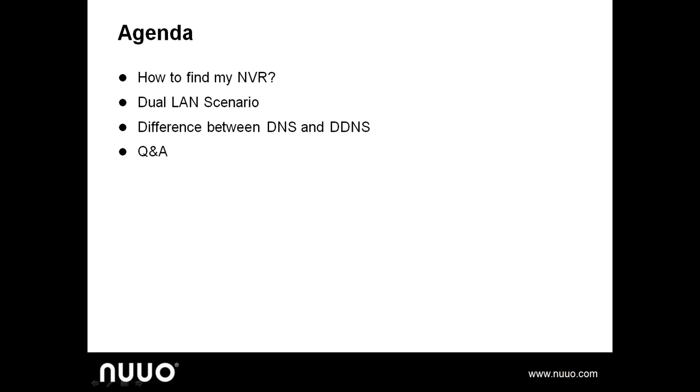So here is today's agenda. We have 3 topics for this webinar. First is how to find my NVR, and the second is dual LAN scenario. The third is the difference between DNS and DDNS. After we finish these 3 topics, we will have a 10-minute Q&A section at the end.